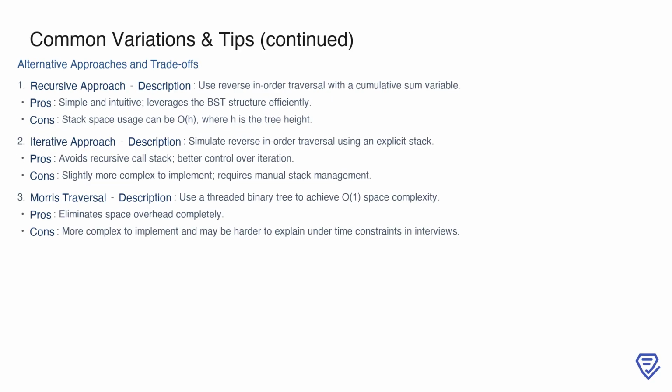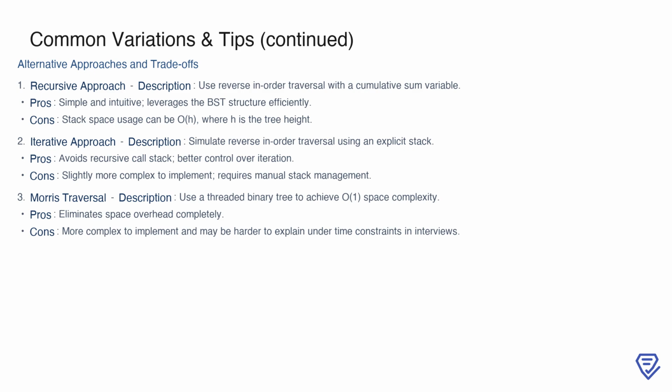Now let's look at some alternative approaches and their trade-offs. The recursive approach is the most intuitive. It uses reverse in-order traversal with a cumulative sum variable to update the tree. The main advantage here is its simplicity and elegance, as it leverages the BST structure effectively. However, it does use stack space proportional to the height of the tree, which is O(h).